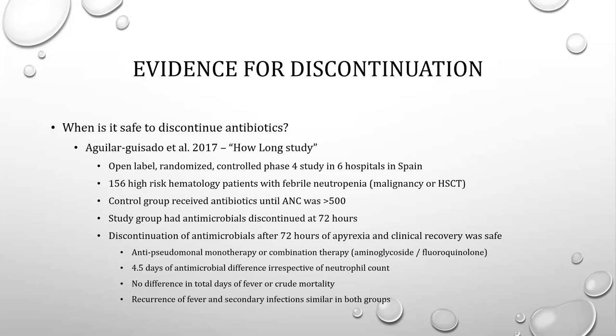They used anti-pseudomonal monotherapy or combination therapy, either an aminoglycoside and a fluoroquinolone. For their outcome, they had a 4.5-day difference in antimicrobial use irrespective of the neutrophil count in these patients, and there was no difference between the two groups in total days of fever or in crude mortality. The recurrence of fevers and secondary infections were similar in both groups, actually.